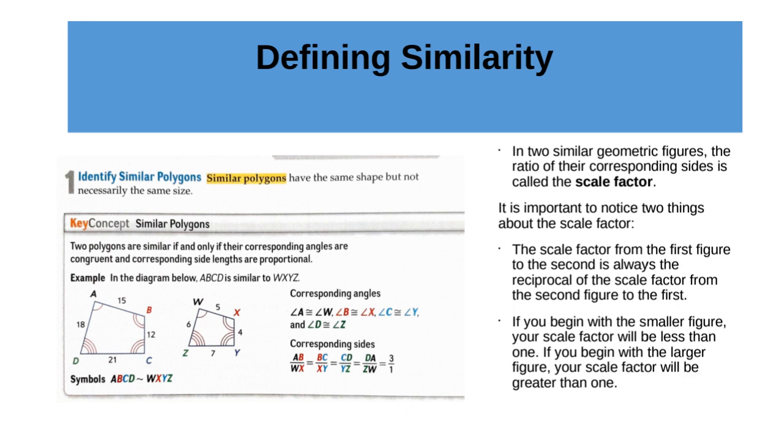Now we can see that the scale factor of ABCD to WXYZ is 3 over 1 and is greater than 1 because ABCD is the larger polygon, and the scale factor of WXYZ to ABCD is 1 over 3, and then you can see that that is less than 1 because WXYZ is the smaller polygon.